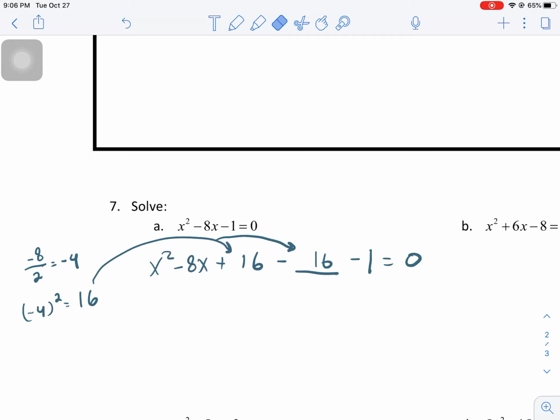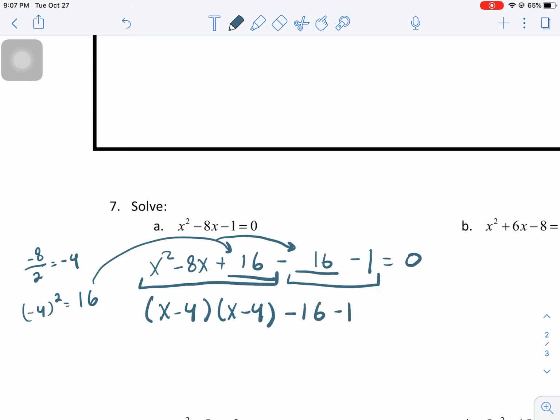As you can see, what happens here is that we added 16 and we subtracted 16. Therefore, we did not change the equation at all, right? Because adding 16 and subtracting 16 would cancel each other out and just be 0. So we're not changing the equation at all when we're completing the square. But what we did do is we created a perfect square trinomial here. Remember, perfect square trinomials are something that we can factor. So this would factor down into x minus 4 and x minus 4. The negative 16 and the negative 1 are going to stay on the outside, and that's equal to 0.